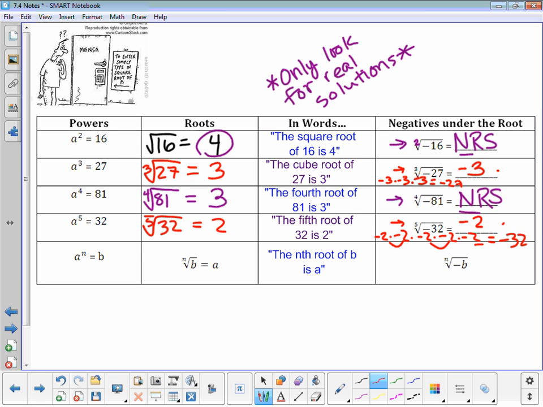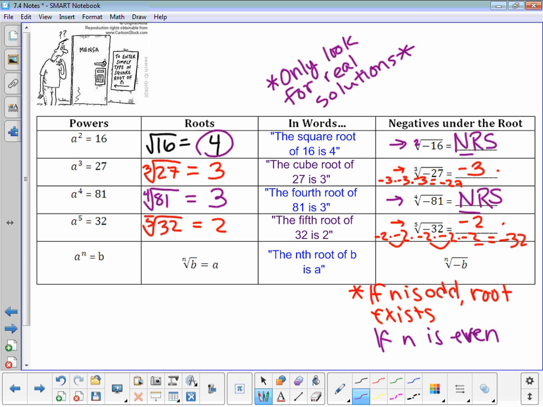So if I'm taking an odd root, so if n is odd, then a real solution exists. Okay, but if n is even, then no real solution exists, or no root, I could say.